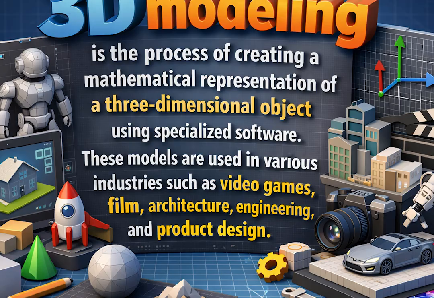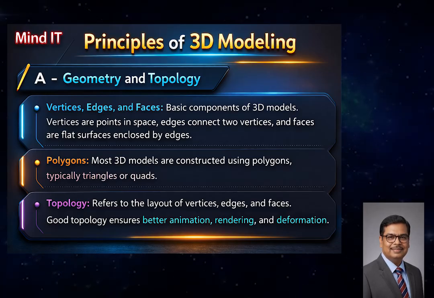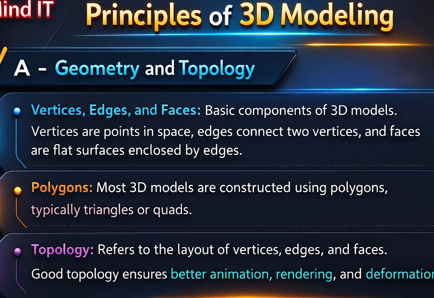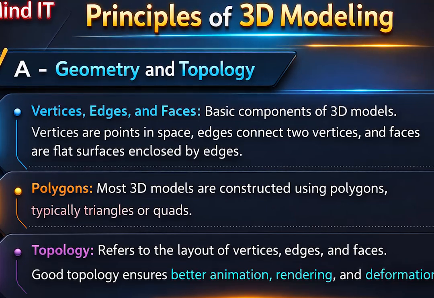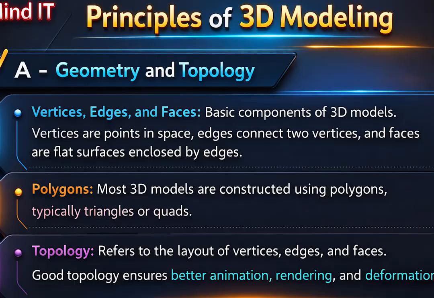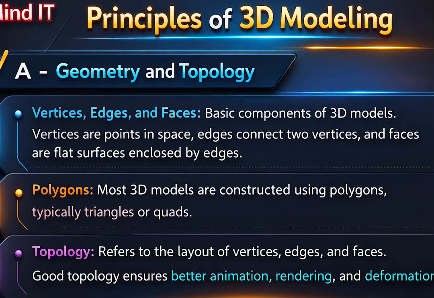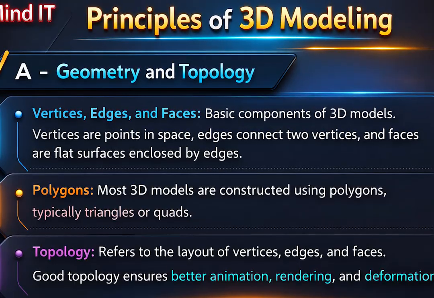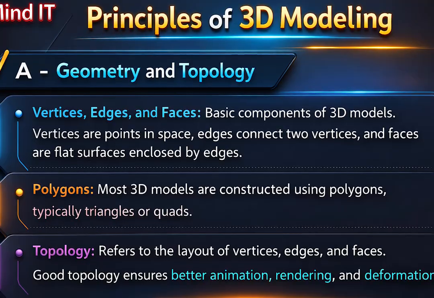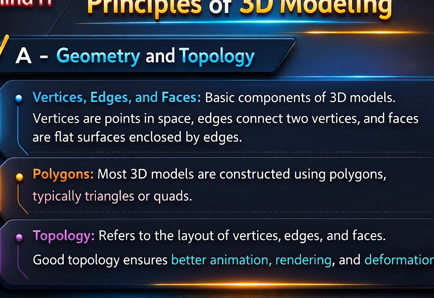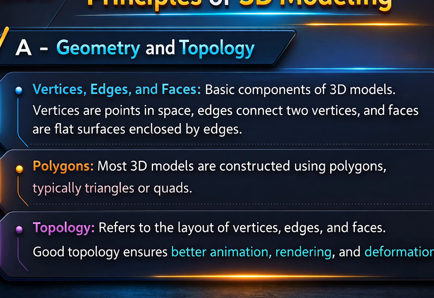Principles of 3D modeling. A. Geometry and topology. Vertices, edges, and faces. Basic components of 3D models. Vertices are points in space. Edges connect vertices, and faces are flat surfaces enclosed by edges. Polygons. Most 3D models are constructed using polygons, typically triangles or quads. Topology refers to the layout of vertices, edges, and faces. Good topology ensures better animation, rendering, and deformation.